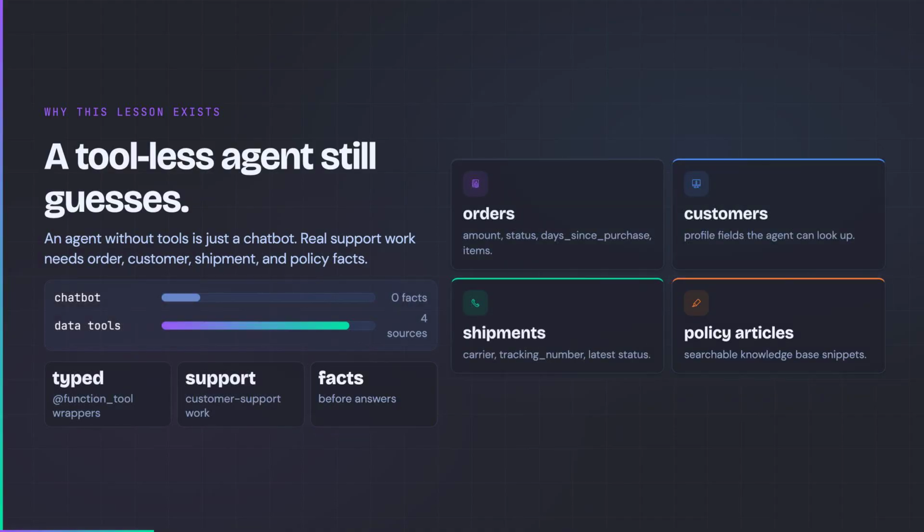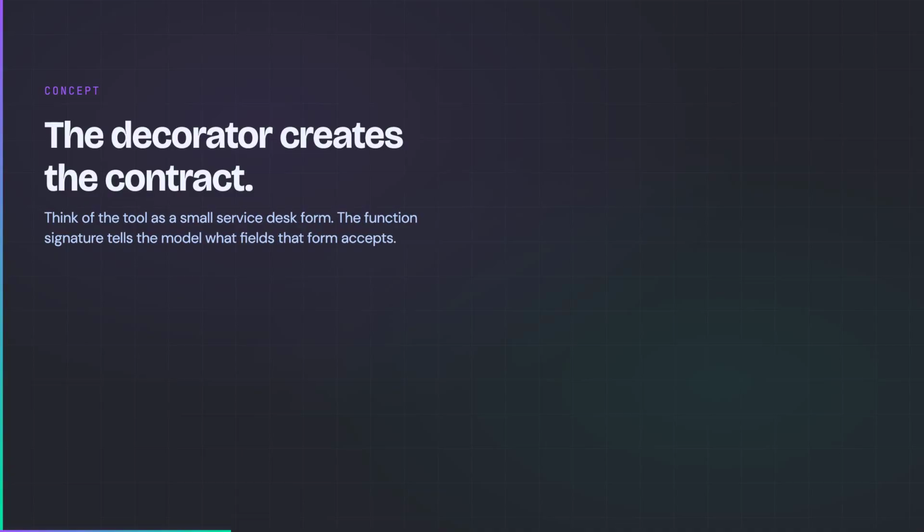Lock this in. Facts come before answers. Without that rule, the agent fabricates details that sound helpful. Now we need a bridge from ordinary Python into a safe request form. The next state shows that bridge.